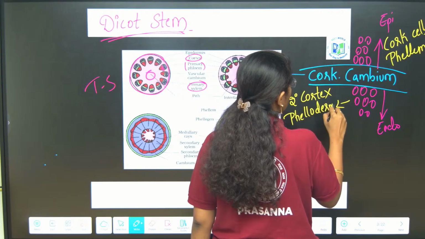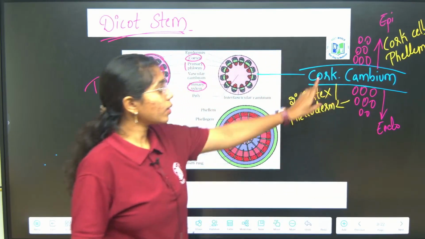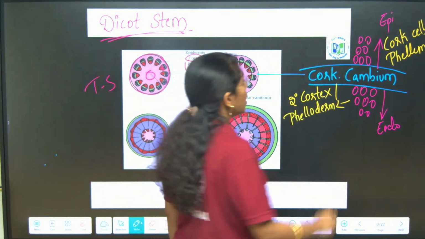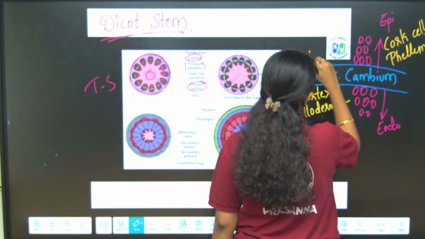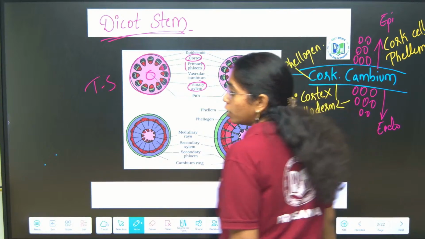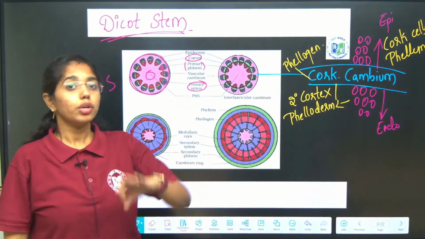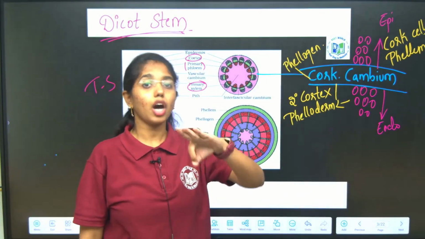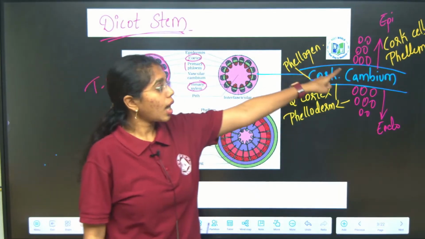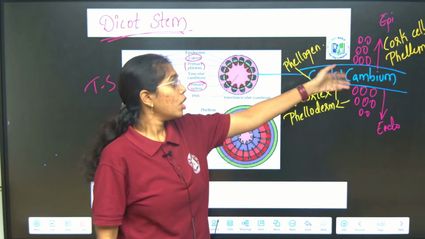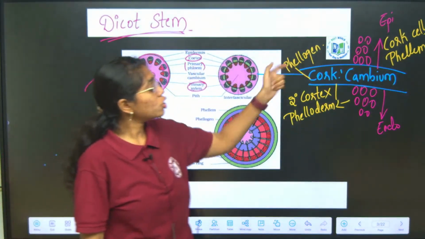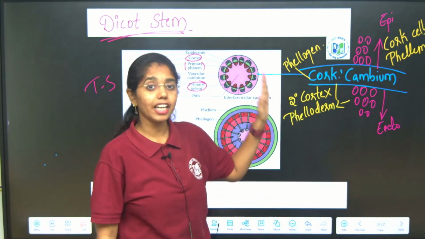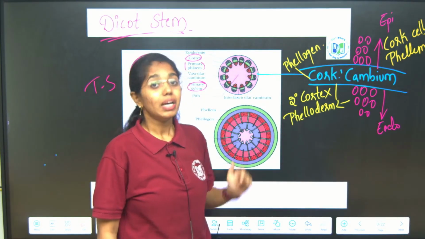Secondary cortex or phelloderm. And here you can see cork cambium is also known as phellogen. Fine, right? So, after secondary growth you can see three layers in the cortex region. One is cork cells or cork or phellem, followed by cork cambium which is also known as phellogen, and this is followed by what? Secondary cortex or phelloderm.